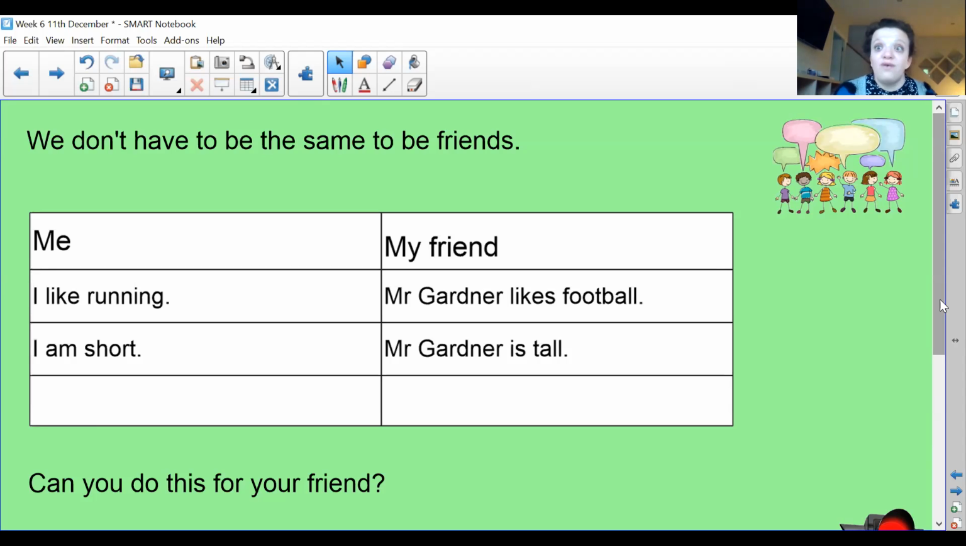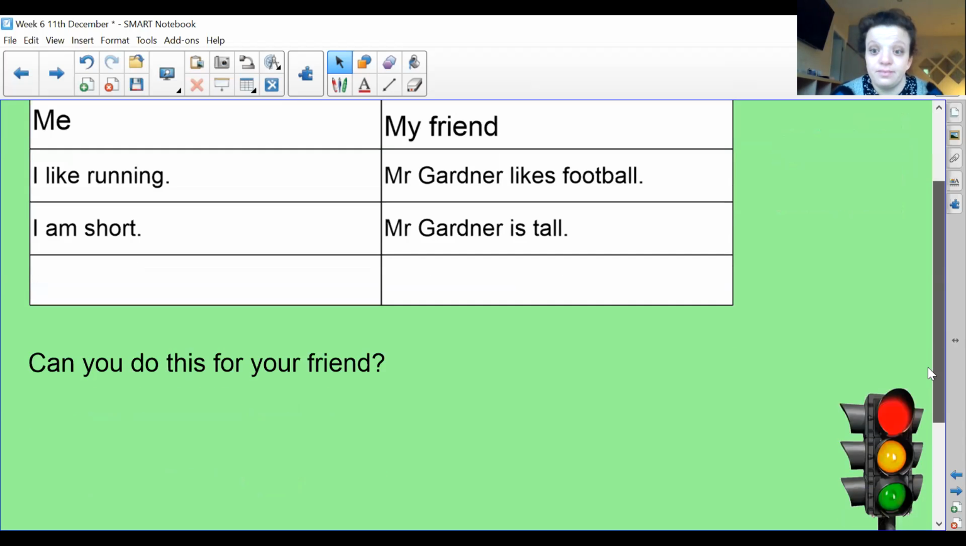So it might be that you are really loud and your friend is really quiet, or it might be that you like to go and play with a big group of people. Meanwhile, your friend might just like to play with one person. And have a little go at doing this with your friend for a few moments, okay? And then again, send them to us.